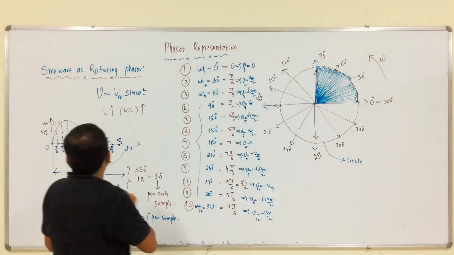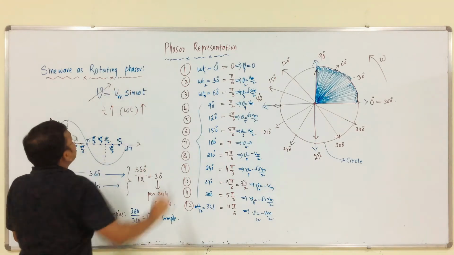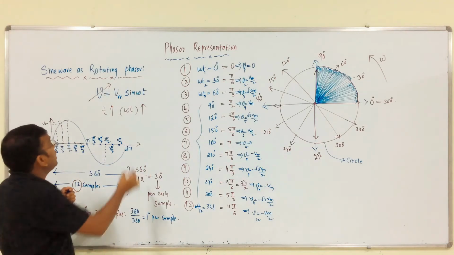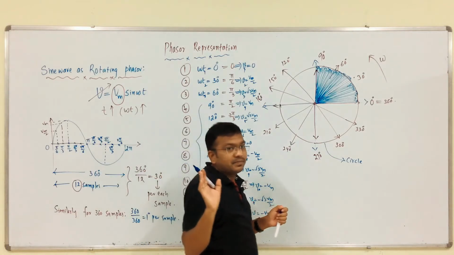So, like this, for different instants, we will get different values of voltage. So, the instantaneous value of voltage changes, right. V changes, but what about Vm? Is there any change in the value of the maximum value?